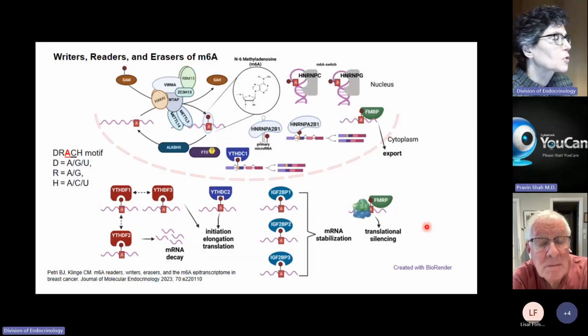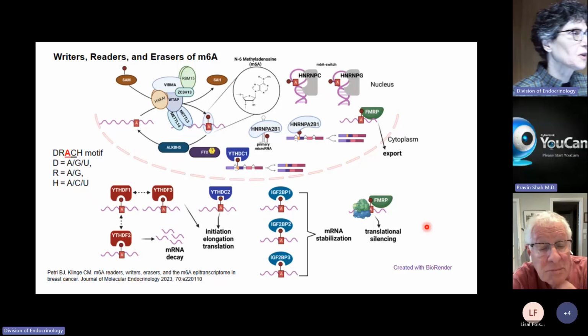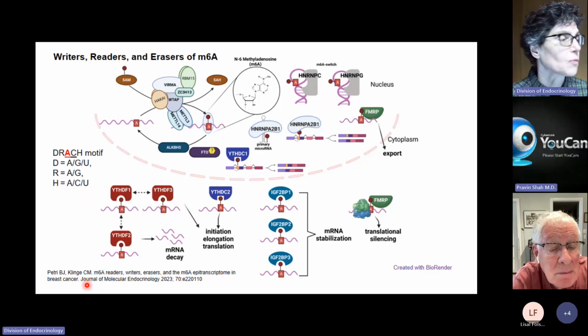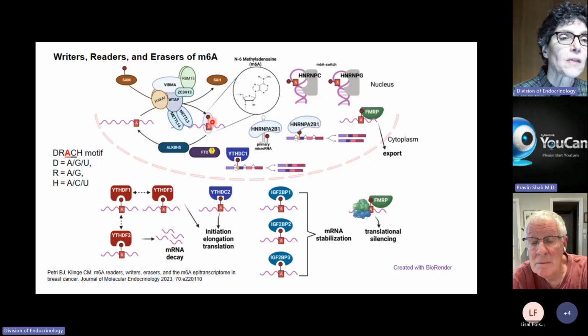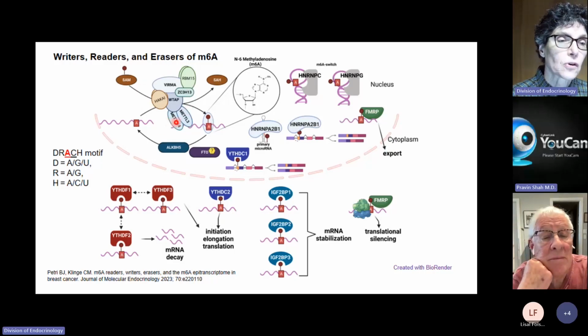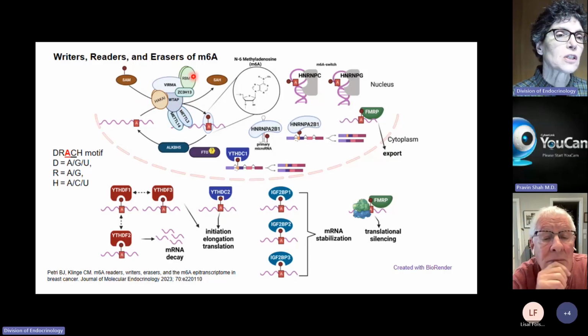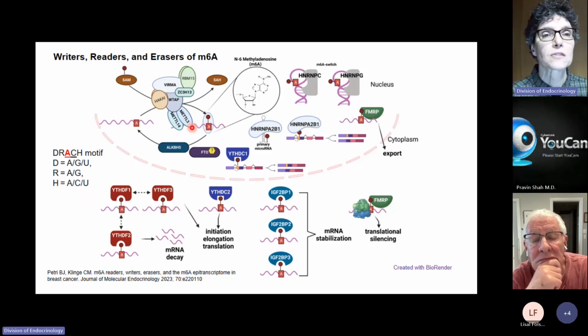Well, as promised, we're going to look at the writers, readers and erasers of the M6A mark. And this is a lovely image that Belinda created as part of her dissertation defense, and this was in a publication, a review that we wrote for JME last year. So here's the adenosine being methylated by the METTL3 complex, and it's associated with a number of proteins that are involved in the process, including METTL14, which is a heterodimer partner for METTL3. And even though it says it's METTL, it's not really a methyltransferase. It's METTL3 that's the methyltransferase.